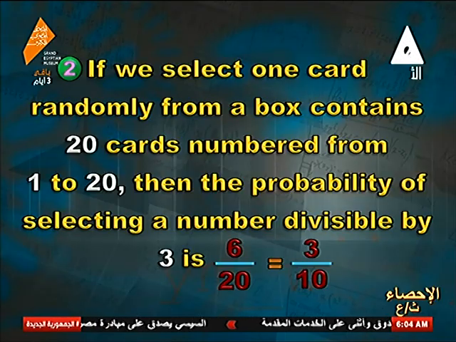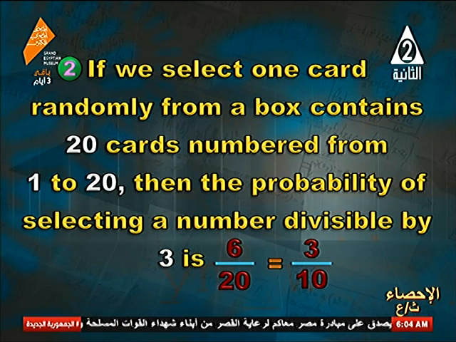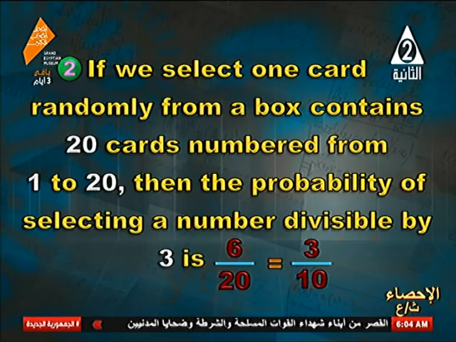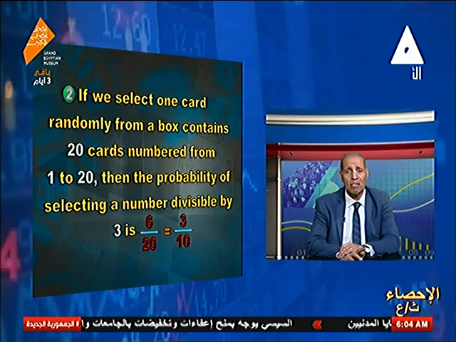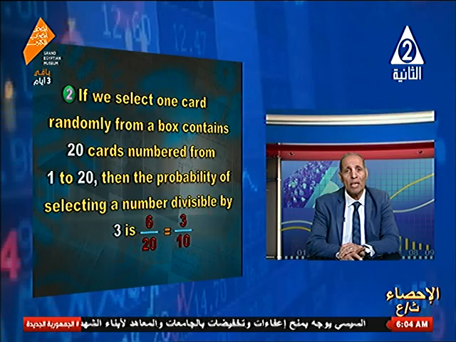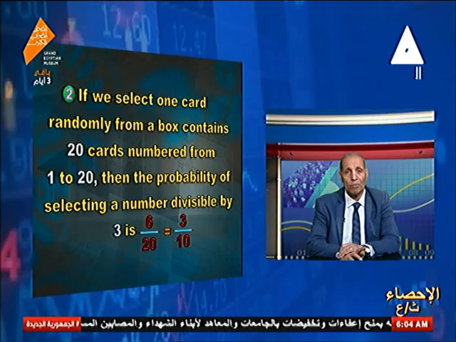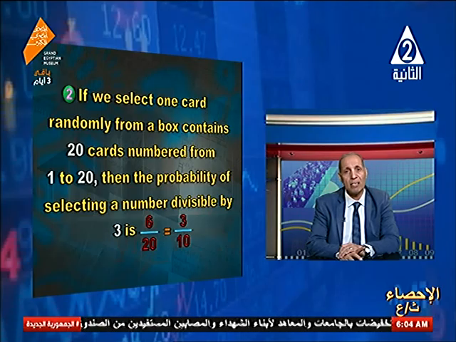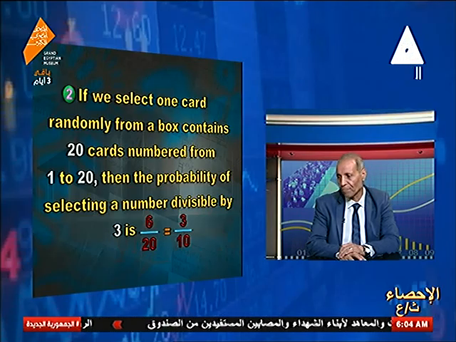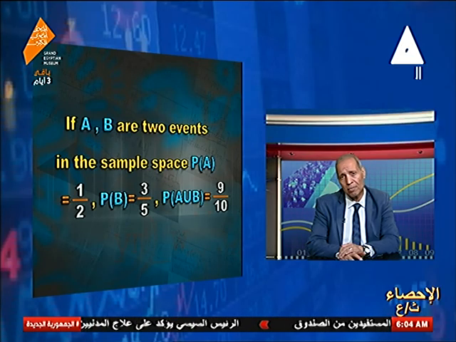Don't forget, my dear student, the numbers divisible by 3 from 1 to 20 are 3, 6, 9, 12, 15, and 18. The total number is 20. The required number is 6. We divide 6 over 20. The answer is 3/10. My dear student, now we move to another topic.